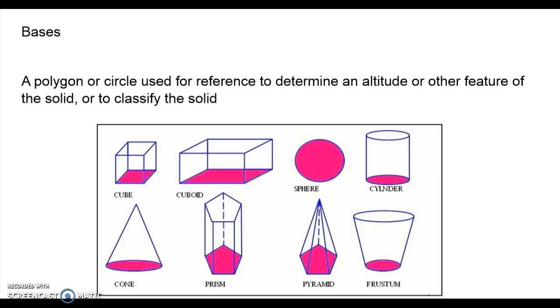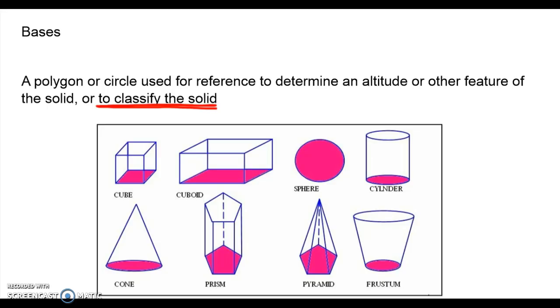Bases: a polygon or a circle used for reference to determine an altitude or other feature of the solid, or to classify the solid. We already talked about how they're named after their bases, so that's why they also include classifying it. So a polygon or a circle used as reference to determine the altitude, kind of like the height of the figure.